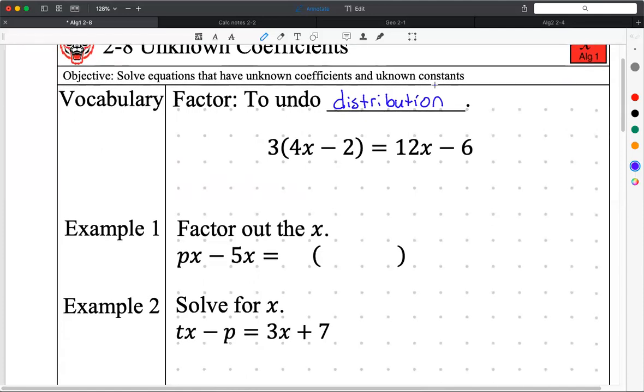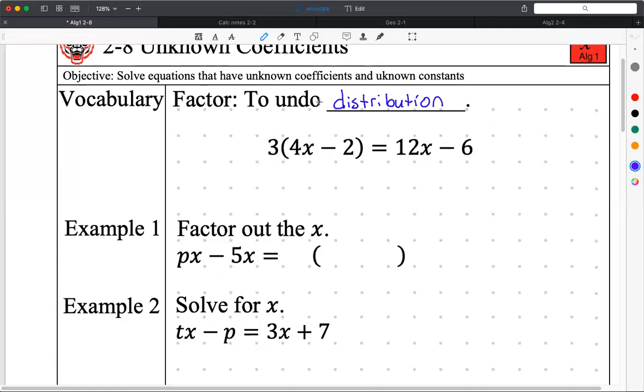So I'll show you going both ways. So going forwards, if I distribute the 3 into this 4x minus 2, you'll see that 3 times 4x is indeed 12x, and 3 times negative 2 is negative 6. So I've distributed it correctly.